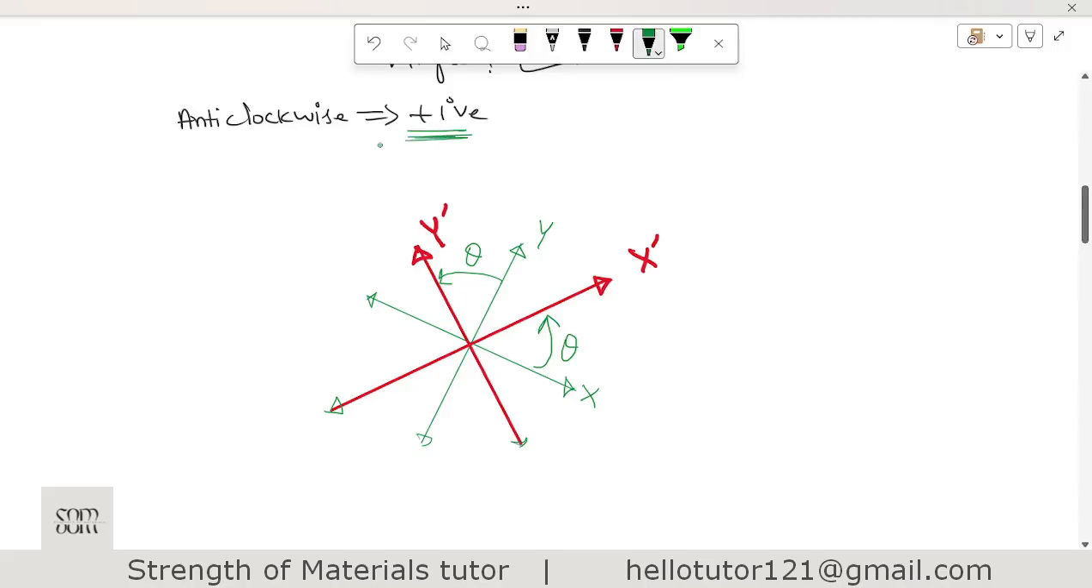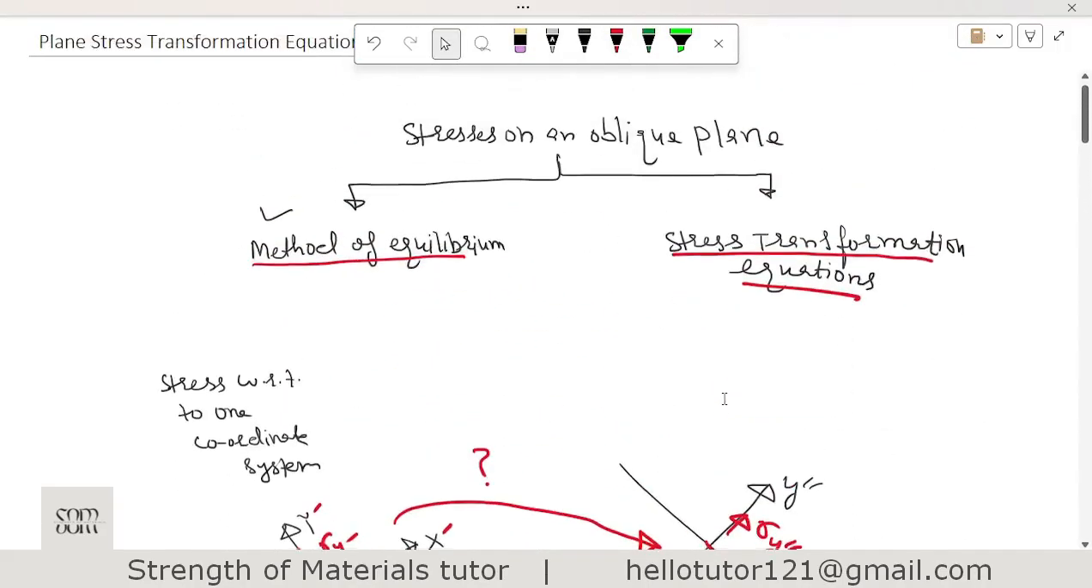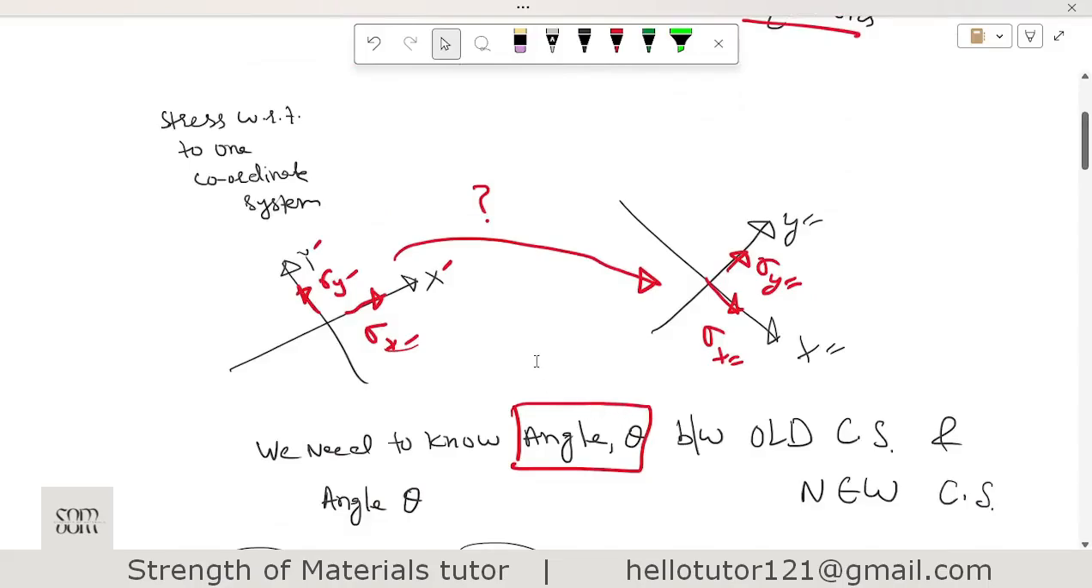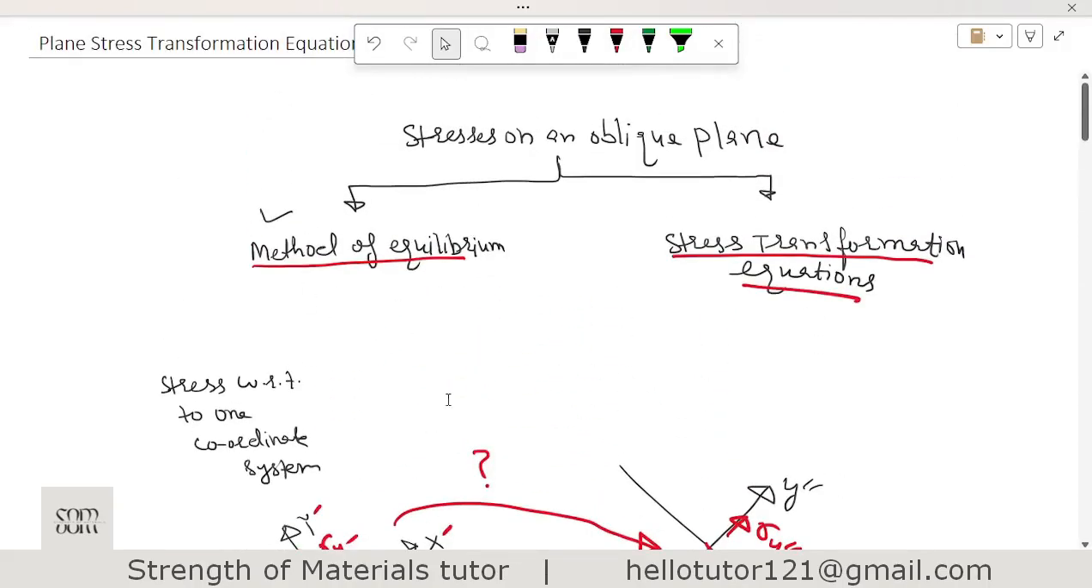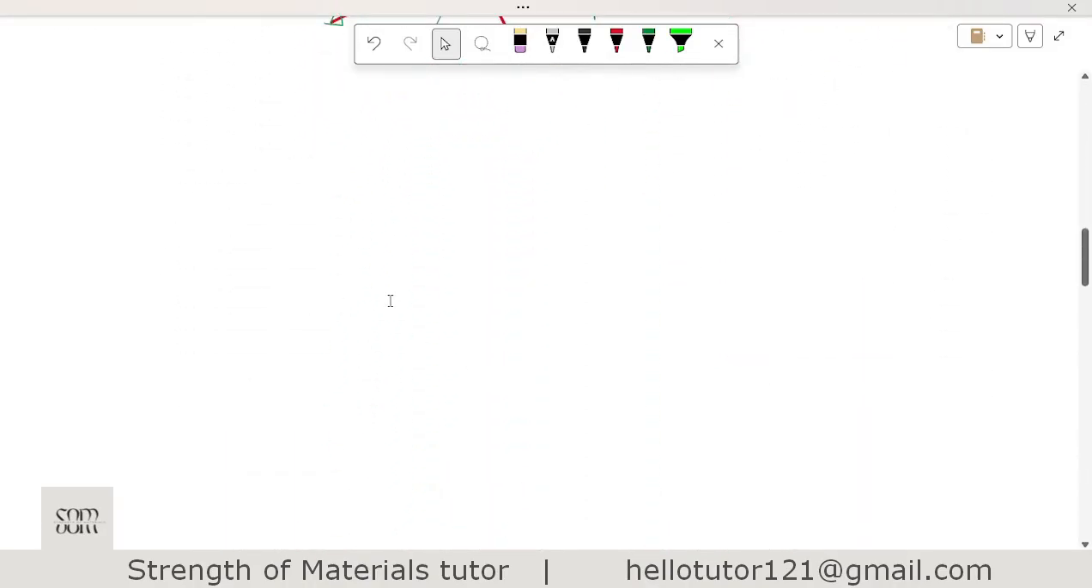Anyways, we did talk about this, so let us talk about the plane stress transformation equations. Let me write: plane stress transformation equations. Let us talk about these.